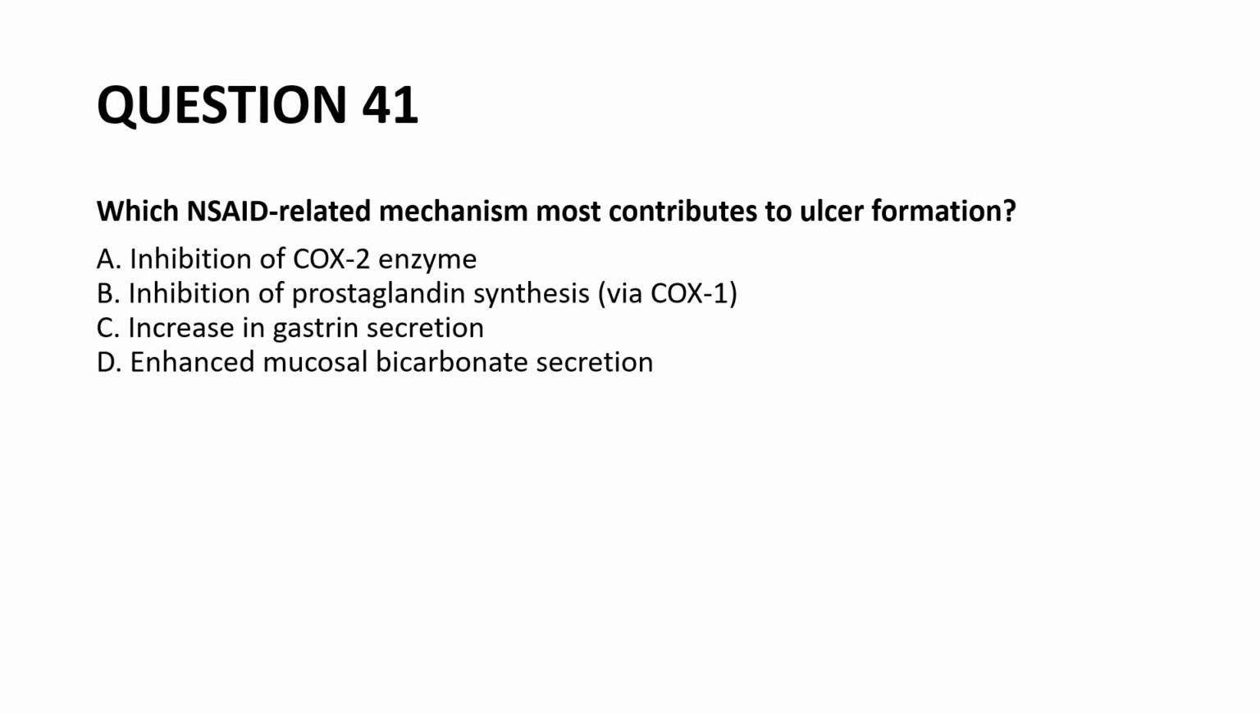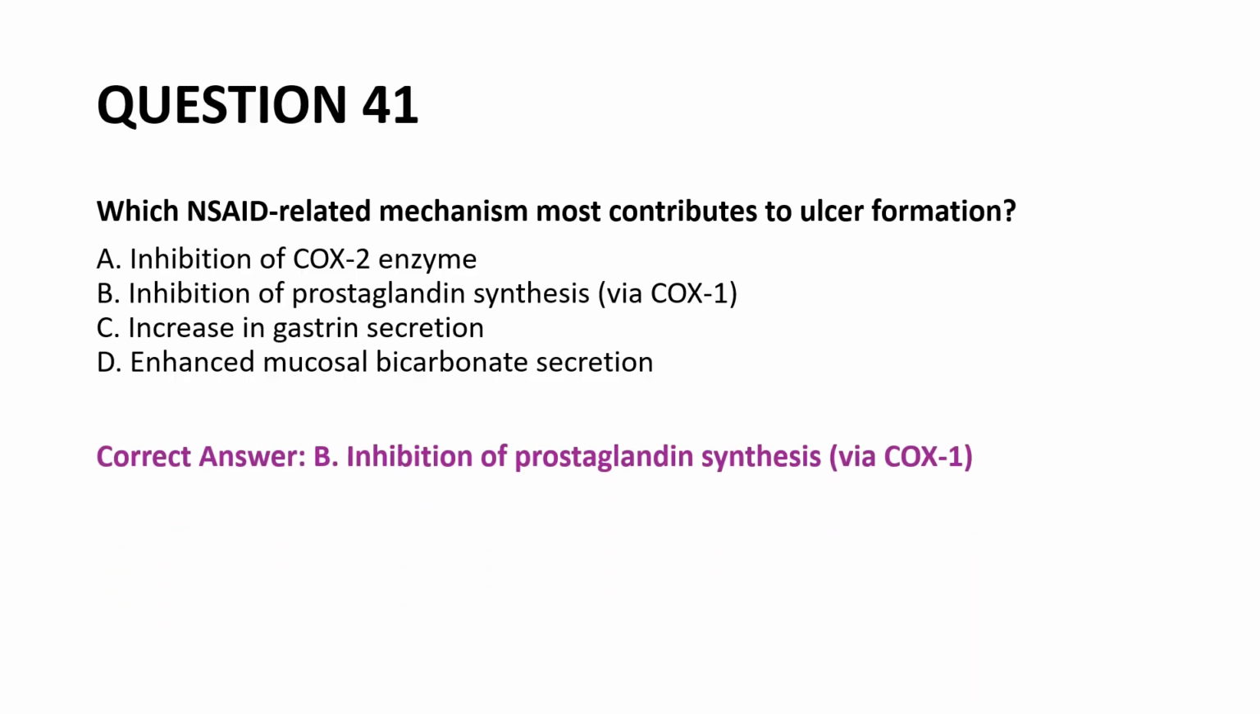Which NSAID-related mechanism most contributes to ulcer formation? Inhibition of cyclooxygenase 2 enzyme, inhibition of prostaglandin synthesis, increase in gastrin secretion, enhanced mucosal bicarbonate secretion. The correct option is B. Inhibition of prostaglandin synthesis via cyclooxygenase 1 pathway.